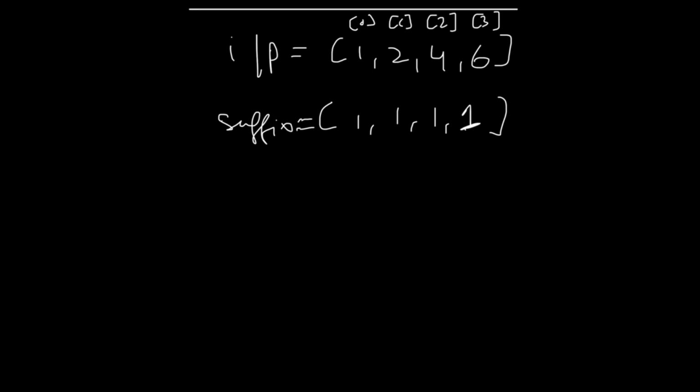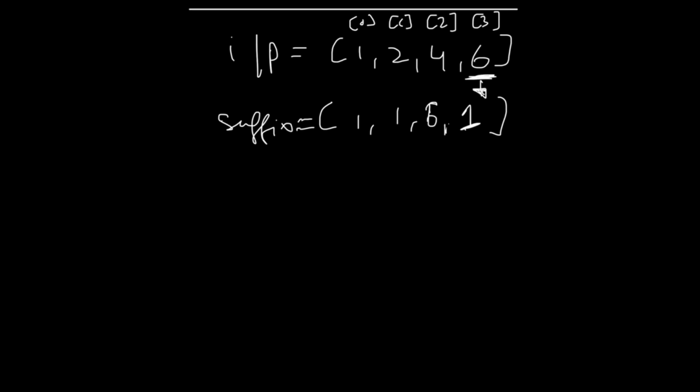Now the suffix at index 2 is the product of all numbers after it, which is going to be the last value itself, because there's only one number. So we multiply 6 with 1, and that's the value at index 2. I'm just going to write it better. So here we have 6.